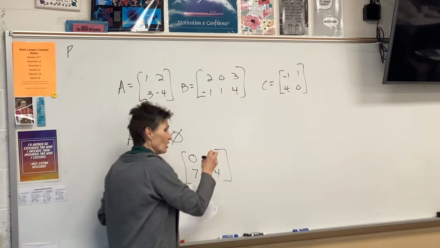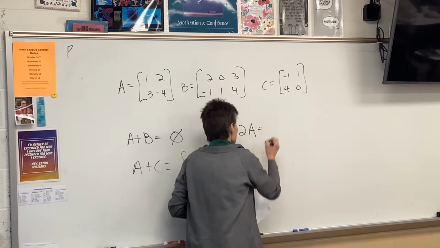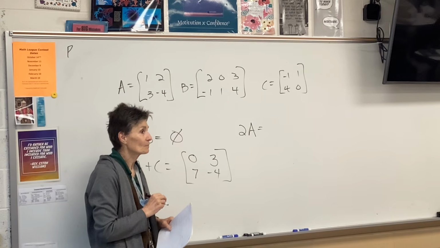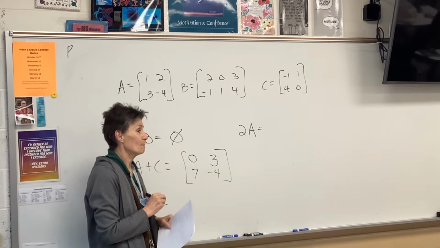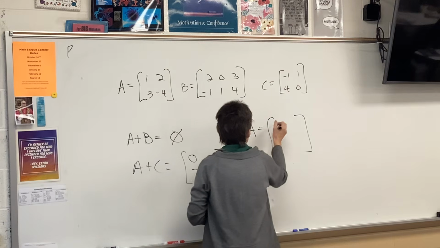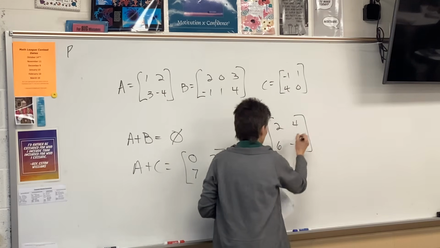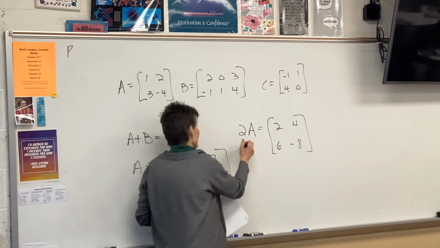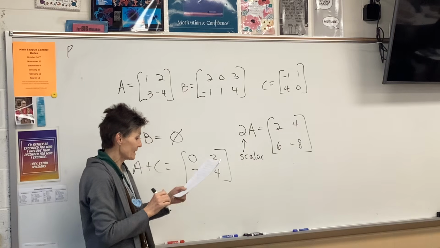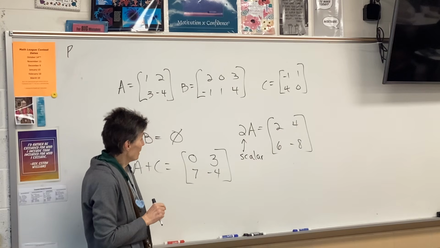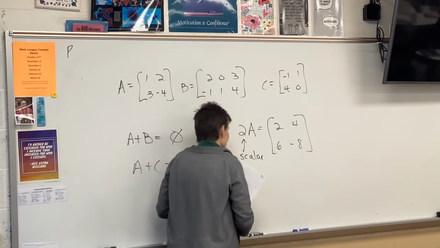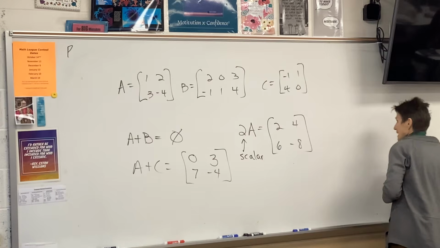2A, I think we may have talked about that yesterday, I can't remember. Anybody have an idea of what I would do for 2A? Multiply everything by 2. It's like a big distributive problem. So everything in A gets times by 2. So 2, 4, 6, -8. Nothing to it. 2 is called a scalar. We're doing scalar multiplication here. We're just multiplying every number by 2.